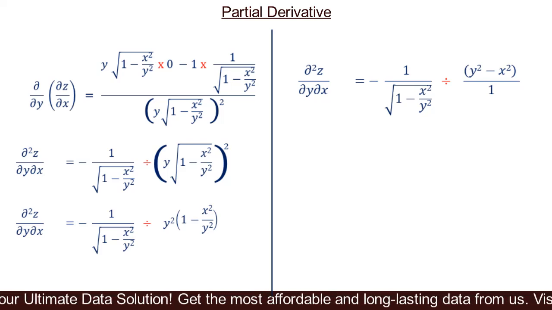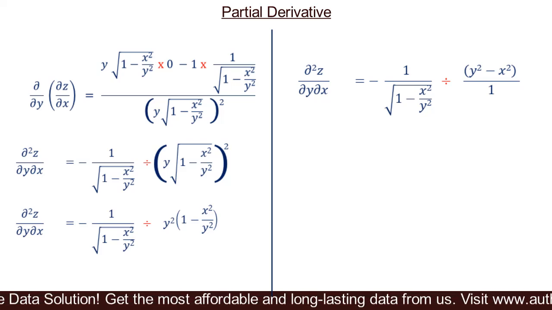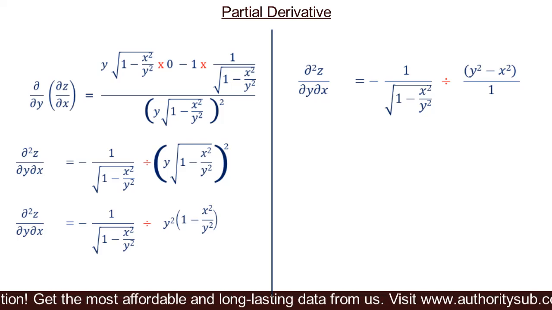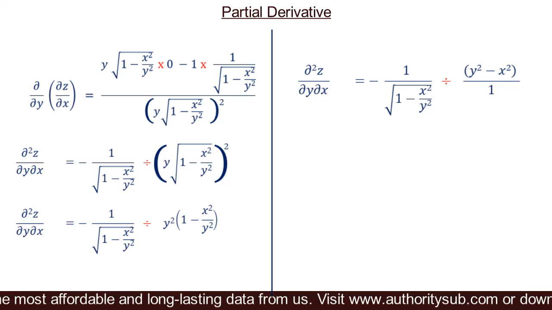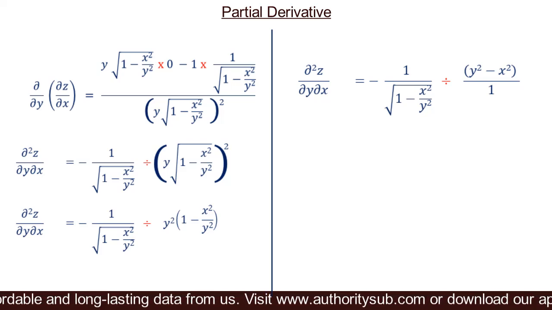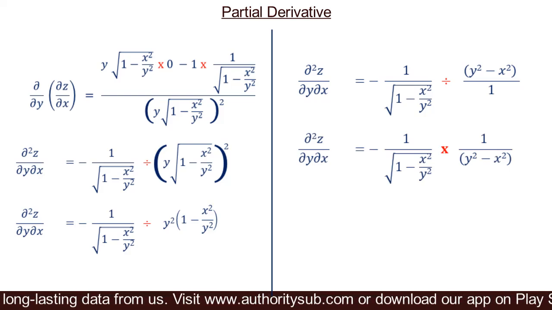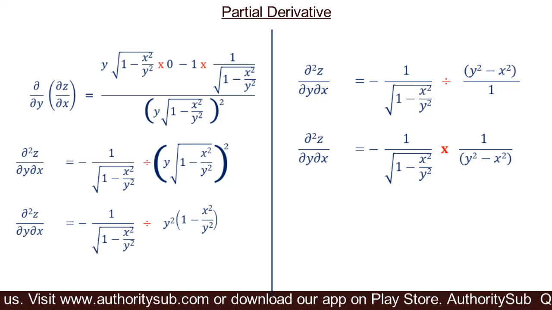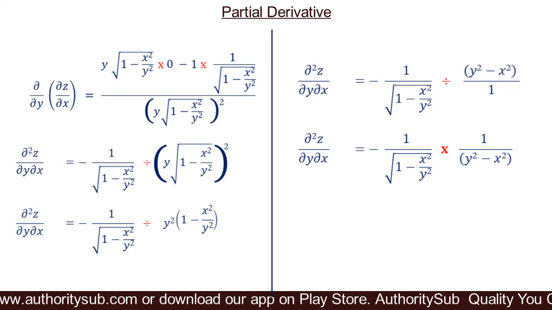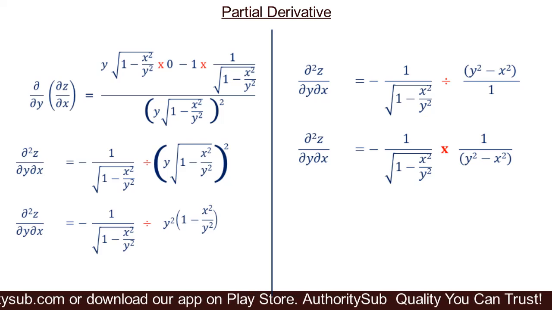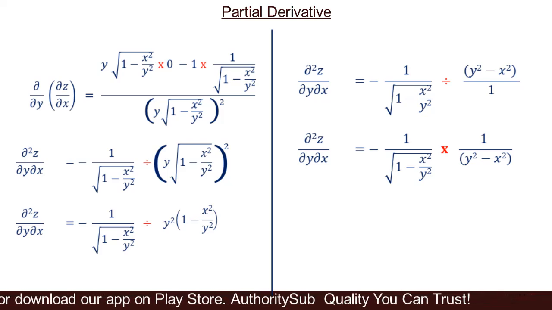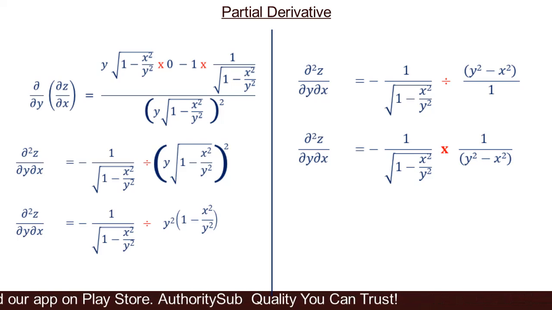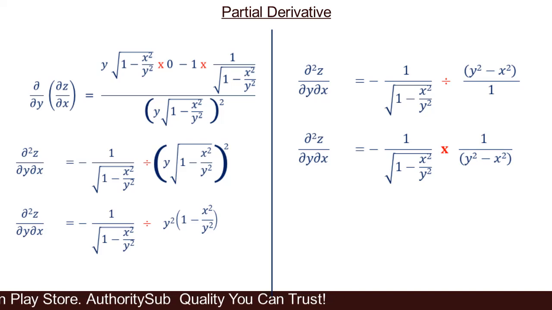So divided by, we change this division to multiplication and we invert. The numerator will come down to the denominator and the denominator will go up to the numerator. Let's do that. So the second partial derivative of z with respect to y with respect to x is equal to minus 1 all over square root of 1 minus x squared all over y squared, multiplied by the inversion. Now the denominator is 1, it will come up to the numerator, and the numerator will come down to the denominator, which is y squared minus x squared. Okay, so let's write it properly.